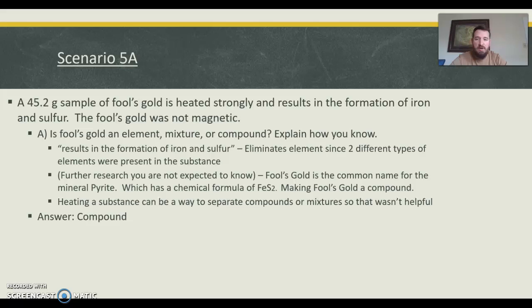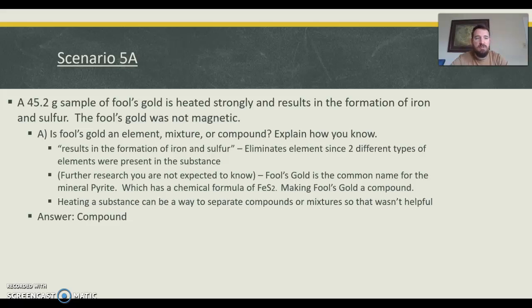So in this experiment, is fool's gold an element, mixture, or compound? Explain how you know. Well, right away we know, because it says it's the formation of iron and sulfur, it cannot be an element because there are two different types of elements present in this substance. If you did further research, you might have seen that fool's gold, which is actually the mineral pyrite, is a compound. It has a chemical formula of FeS2. There are two sulfurs for every one iron present. They're chemically combined together, and we chemically separate it by heating.